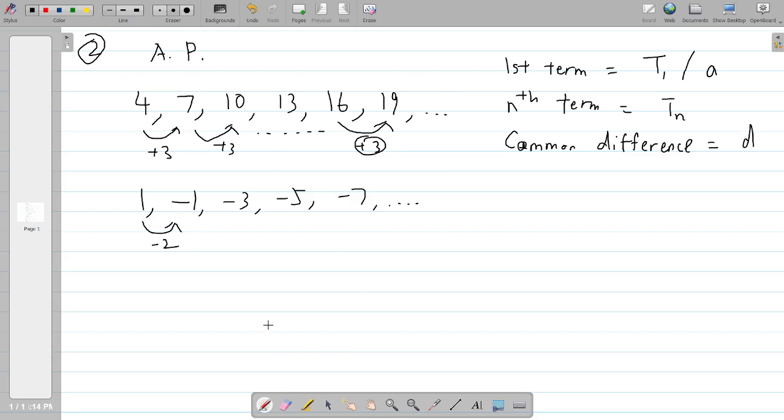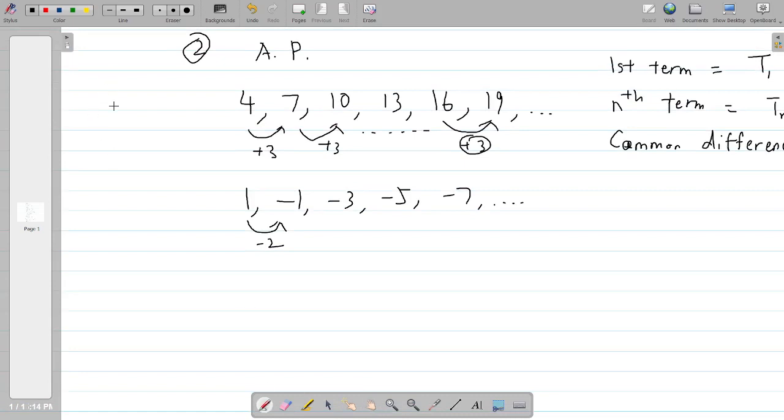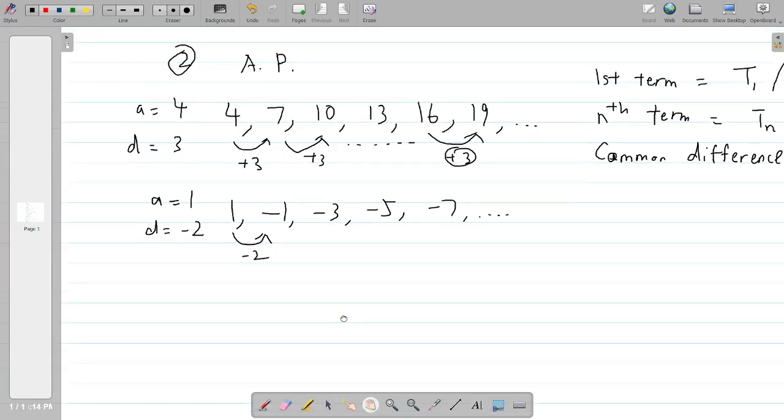So for instance, if we took this progression right here, this 4, 7, 10 one, here our first term is 4, and our common difference is going to be 3. For this one, our first term is 1, and our common difference is actually -2 because each term decreases by 2, so it's a -2 common difference.